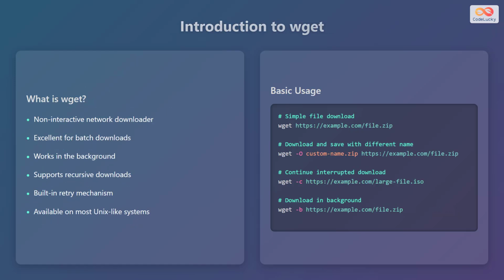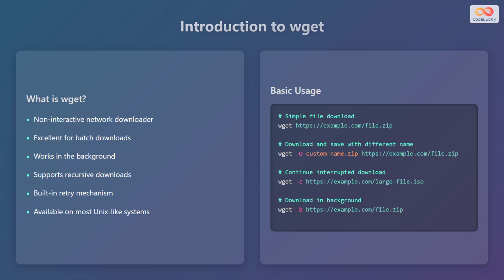Now let's learn about wget. Wget is a non-interactive network downloader. It's excellent for batch downloads. It works in the background and supports recursive downloads. It has a built-in retry mechanism and is available on most Unix-like systems.